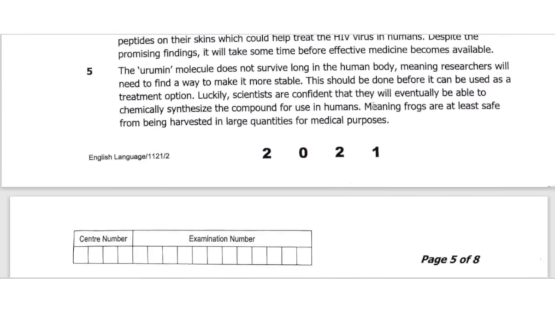The uramin molecule does not survive long in the human body, meaning researchers will need to find a way to make it more stable. This should be done before it can be used as a treatment option. Luckily, scientists are confident that they will eventually be able to chemically synthesize the compound for use in humans, meaning frogs are at least safe from being harvested in large quantities for medical purposes.